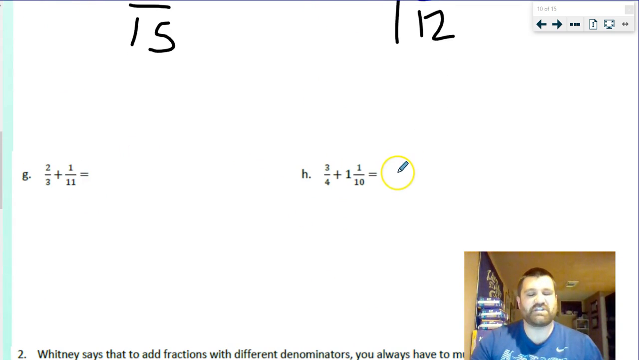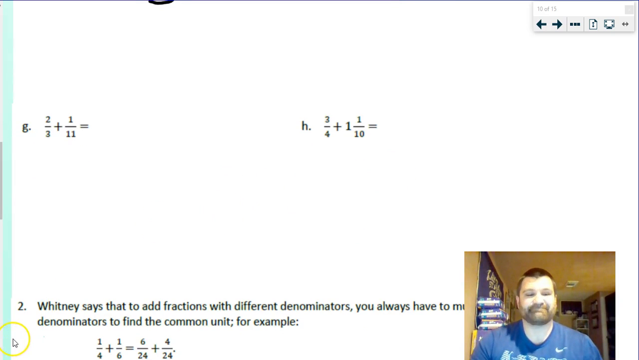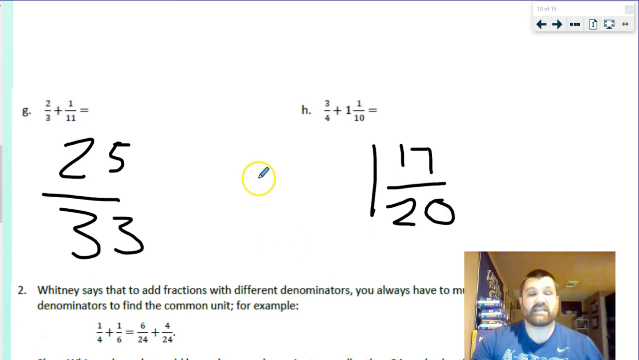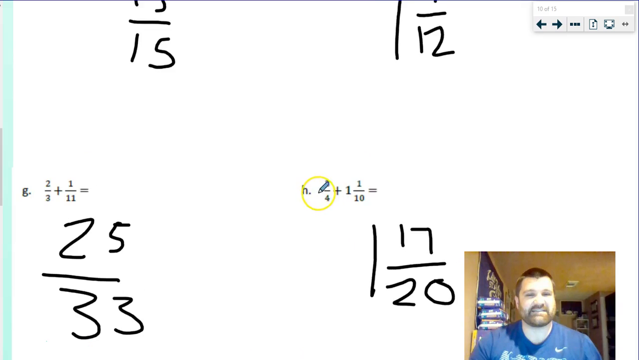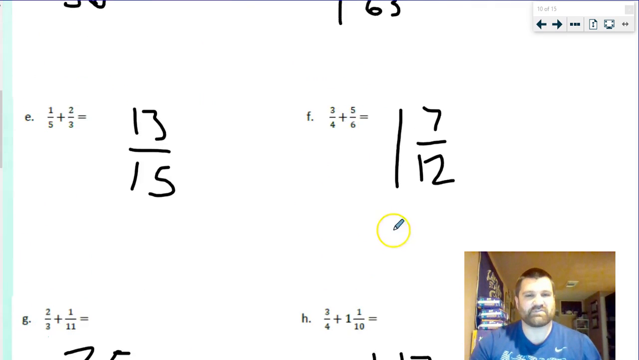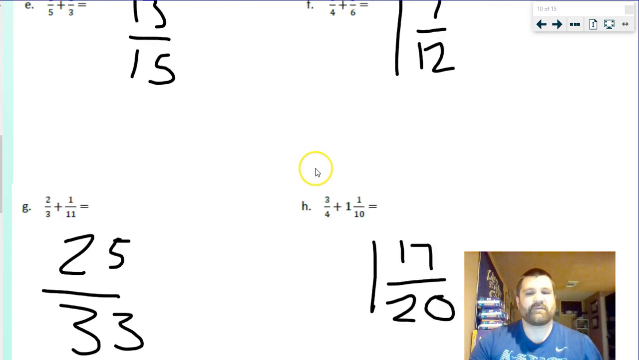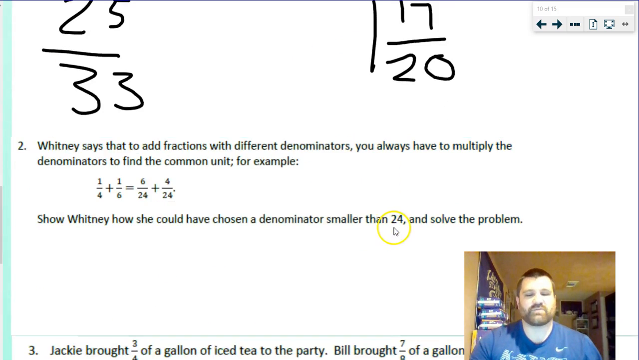Okay, we have G and H. Pause it and I'll put the answer. Go. Okay, the answer that I got for G was 25/33, and H was 1 17/20. Now remember, these are simplified down to as small as it can possibly go. All of these are. So let's look at our first word problem.